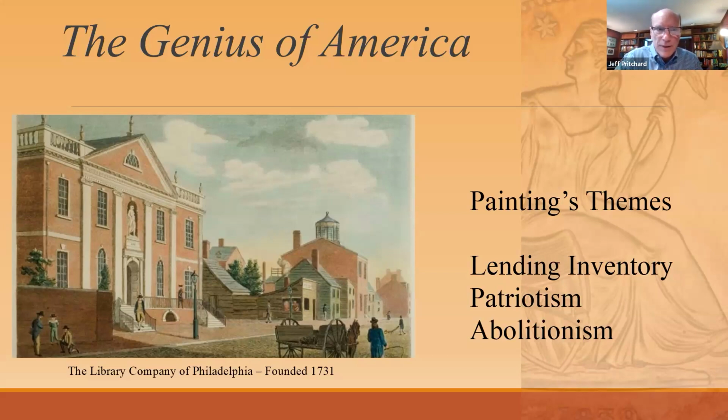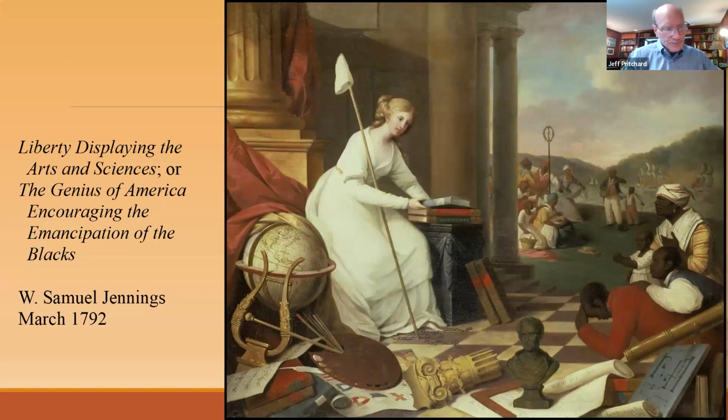This library committee was comprised primarily of Quakers who had a very strong anti-slavery belief. In fact, the original abolitionist movement in this country started in Pennsylvania because of the high percentage of Quakers in the area. But the resulting work by Jennings is considered the first allegorical anti-slavery painting done by an American artist. And this is the resulting work.